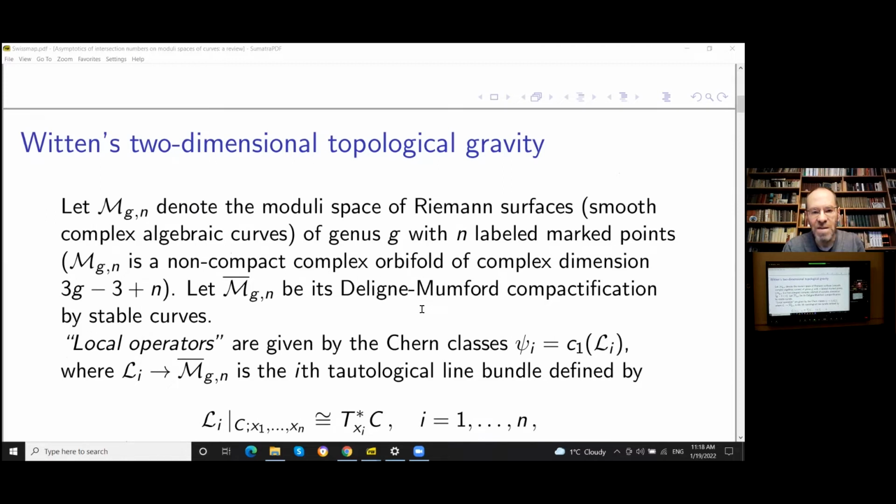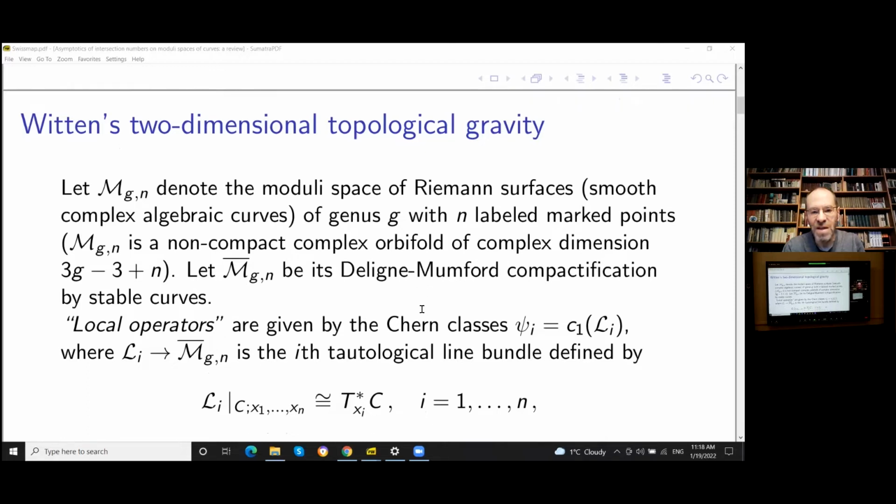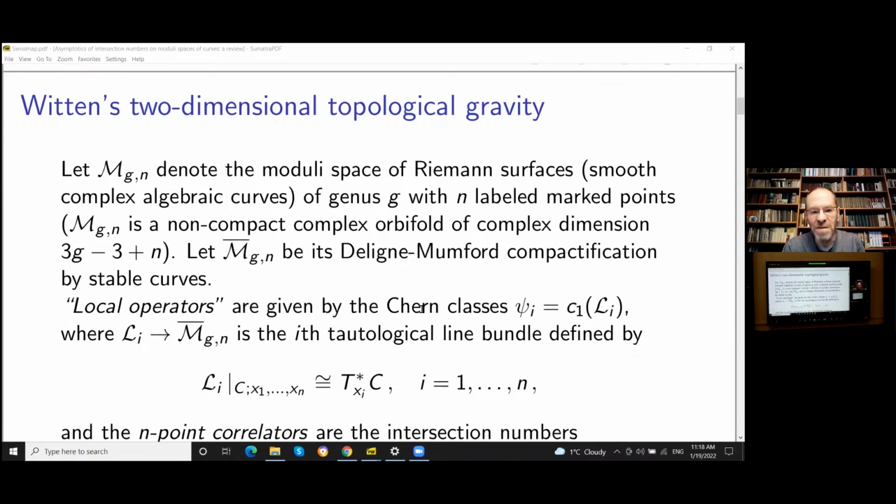Well, this is a non-compact complex orbifold, and there is a nice compactification of it that is called the Deligne-Mumford compactification, and it's obtained by adding stable curves. That means curves that may have a finite number of double points.